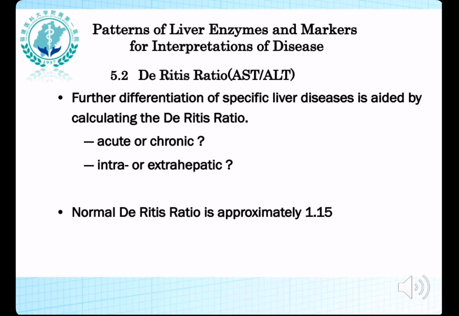Okay, the de Ritis ratio. It is AST to ALT, and we call it the de Ritis ratio. This ratio is very important for further differentiation of specific liver diseases to judge whether it is acute or chronic, intra- or extrahepatic. For normal people, the de Ritis ratio is approximately 1.15.